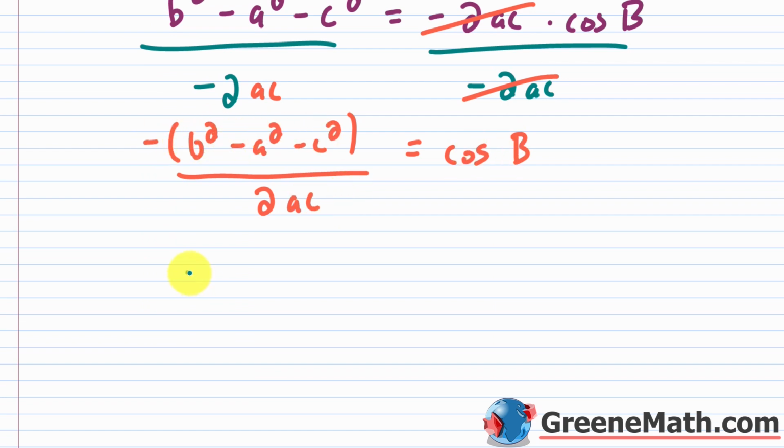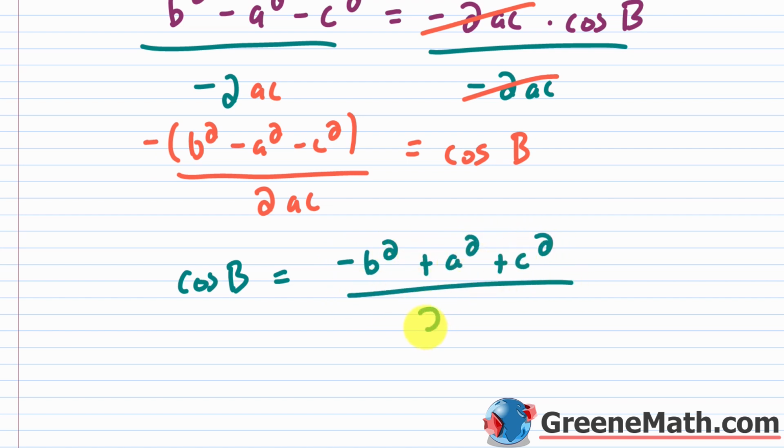Actually, let me put the cosine of B over here on the left because that's where I like it. And then I'll say that this is negative B squared plus A squared plus C squared, and this is over 2AC. Now you can leave it like this if you want, but again, most books will write it as A squared plus C squared minus B squared over the 2AC. That's going to be for the cosine of B.